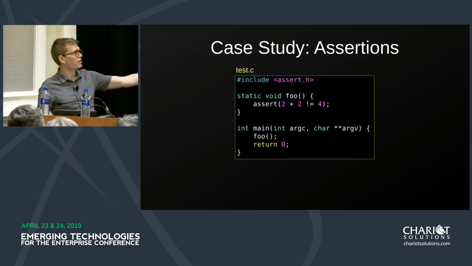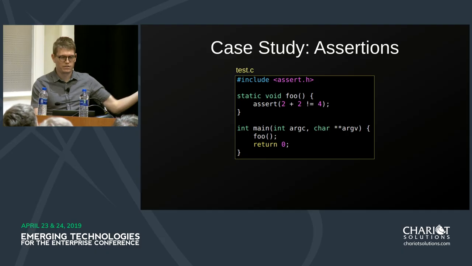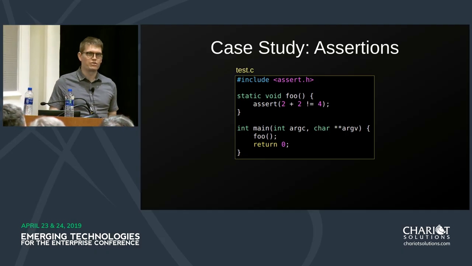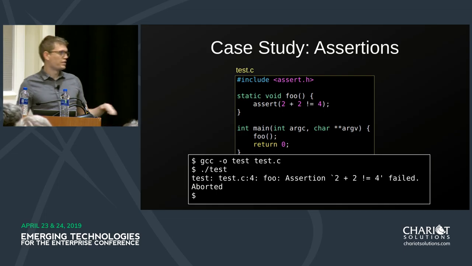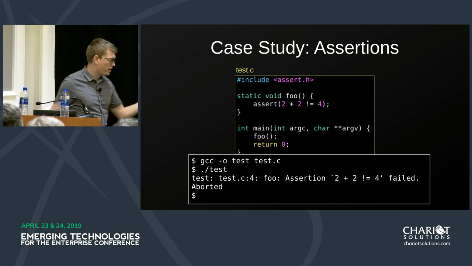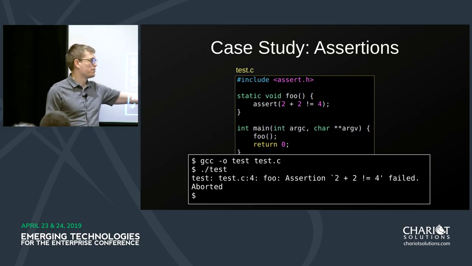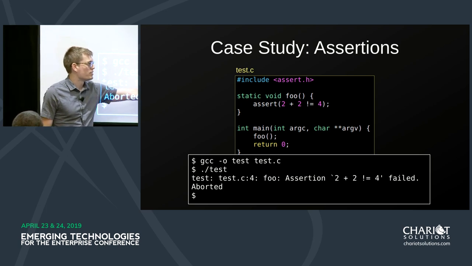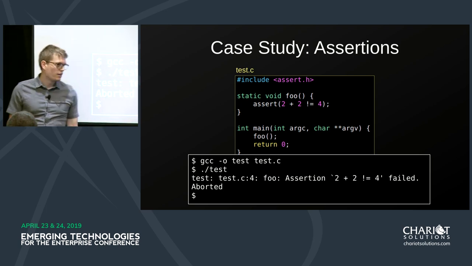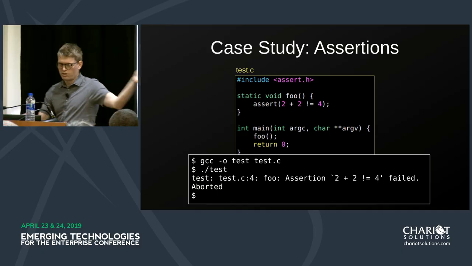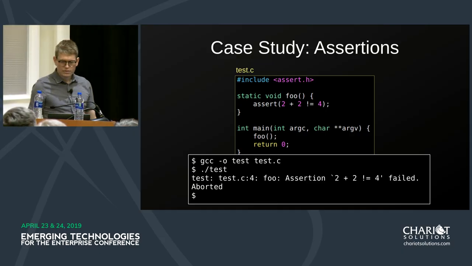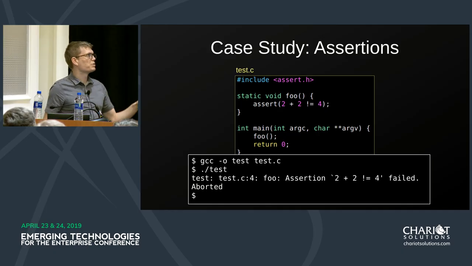This is C code again. What I have here is a trivial program that's going to trip an assertion. So if I run this, I can see some pretty useful output. We got the name of the file, the line number, the function that it's in, the expression that failed, and to top it off, we have an abort signal, so if you run it with a debugger, it'll take you right to the problem. Pretty good, but it's missing some context.